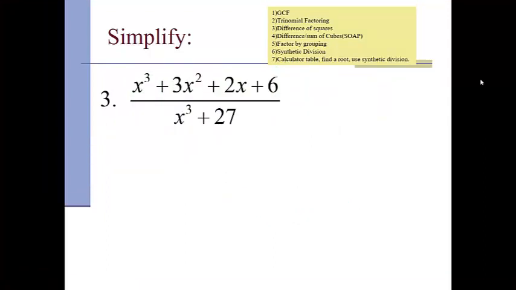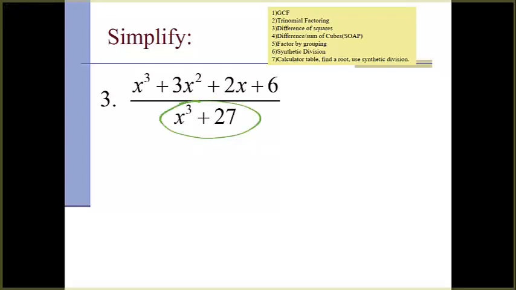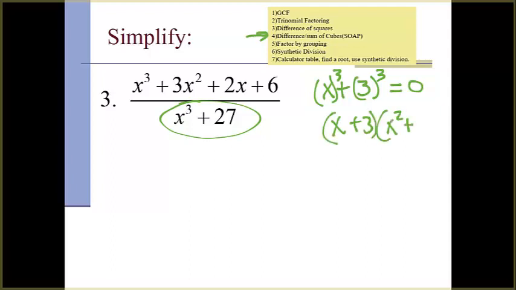Okay, next order of business, restrictions on this. We have x to the third plus 27. This is a sum of cubes. In terms of restrictions, I'm going to go through the sum of cubes pretty quickly. We have x to the third plus 3 to the third, and you want to set that equal to 0. So we have x plus 3 times x squared minus 3x, because you multiply these two parts, and then you take the last part, the 3 squared, which is 9.